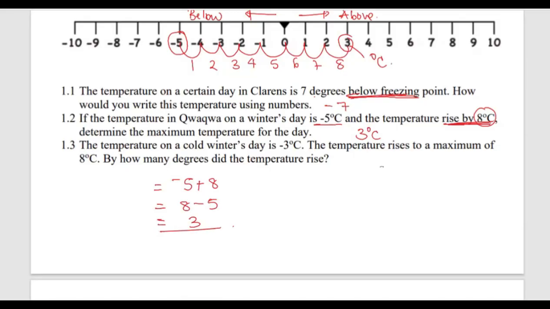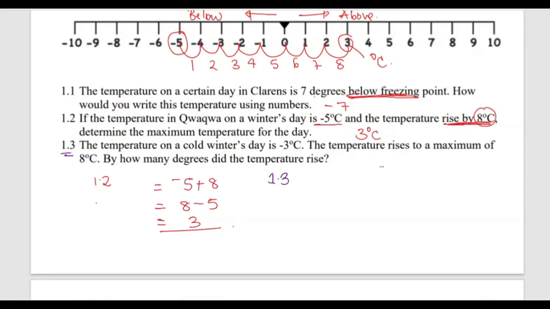All right, 1.3, this was 1.2. Look at question number 1.3. It says, the temperature on a cold winter's day is -3. The temperature rises to the maximum of 8. By how many degrees did the temperature rise? You understand? It rises to the maximum of 8. By how many degrees has the temperature risen?